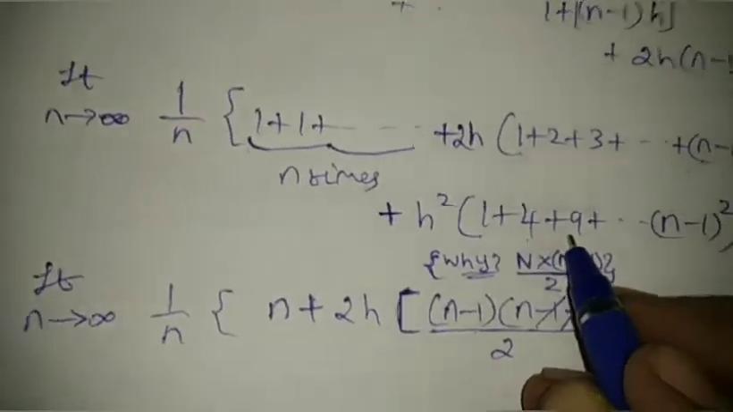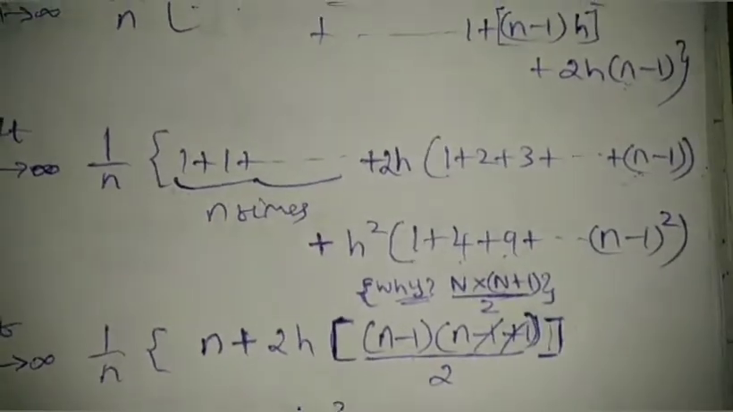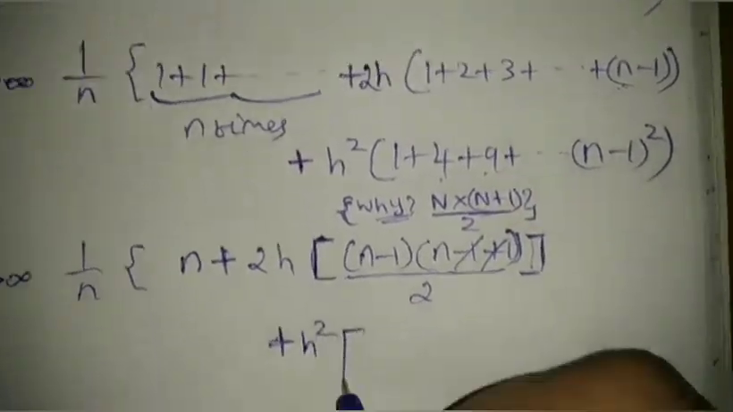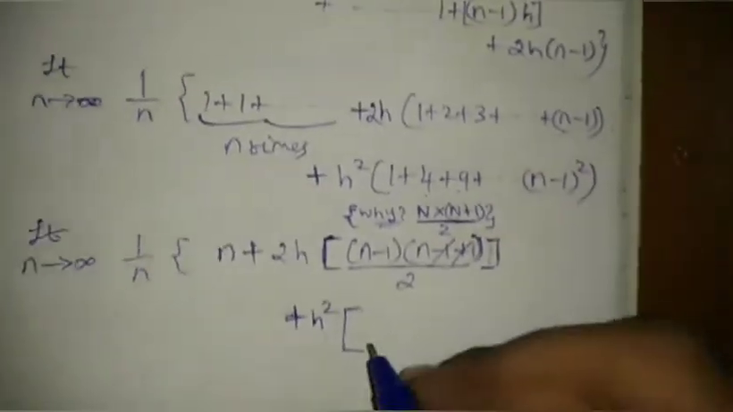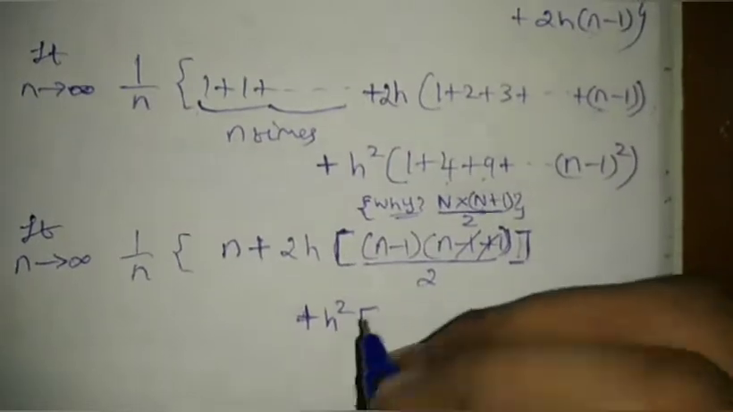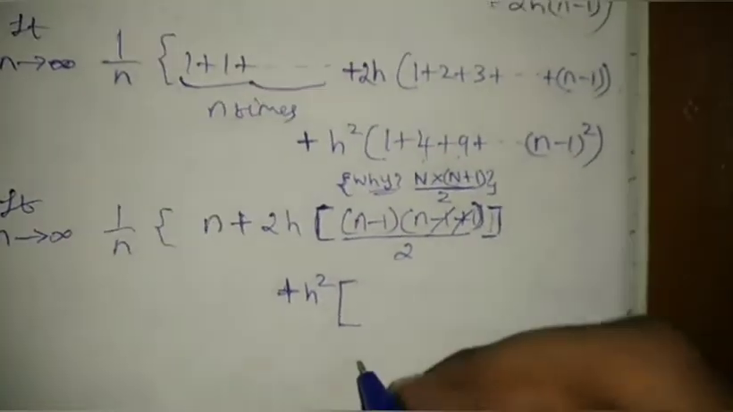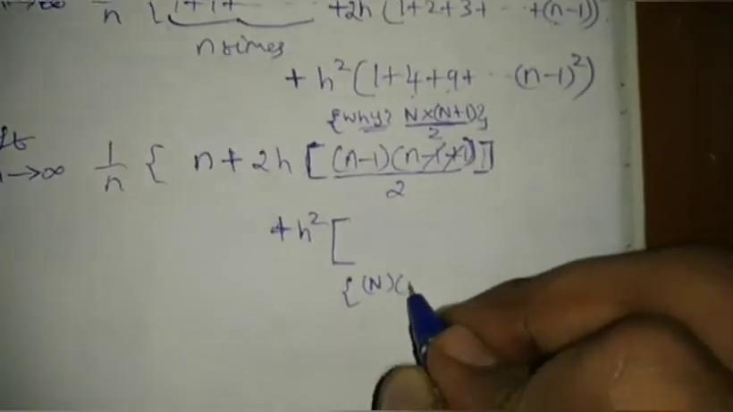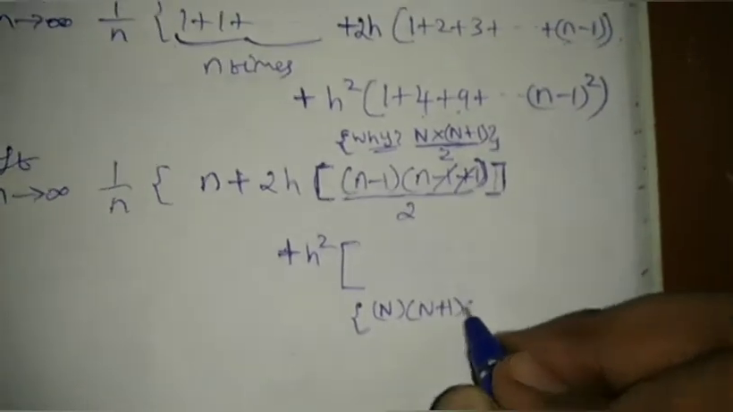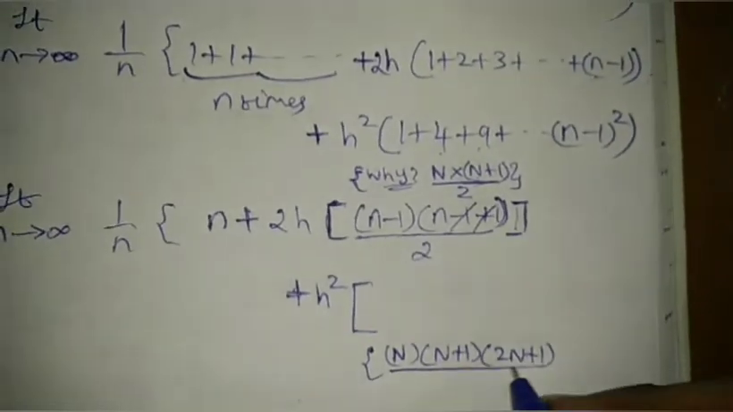Now this is 1 square plus 2 square plus 3 square up to n minus 1 whole square. That formula is also there, right? So this will be n into n plus 1 into 2n plus 1 by 6. That is the formula. But here again the number of terms is n minus 1, so I'll just write the formula first here. You have to be very comfortable with these formulas, okay.